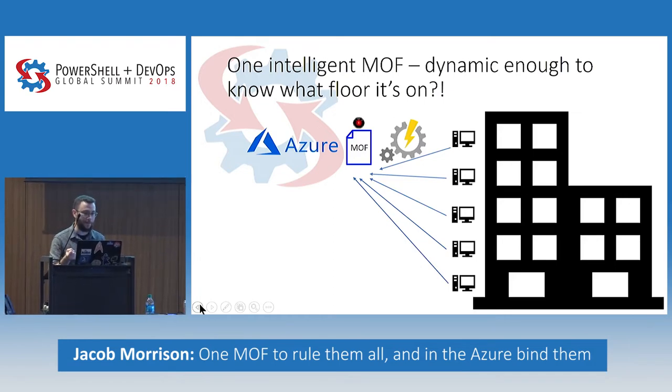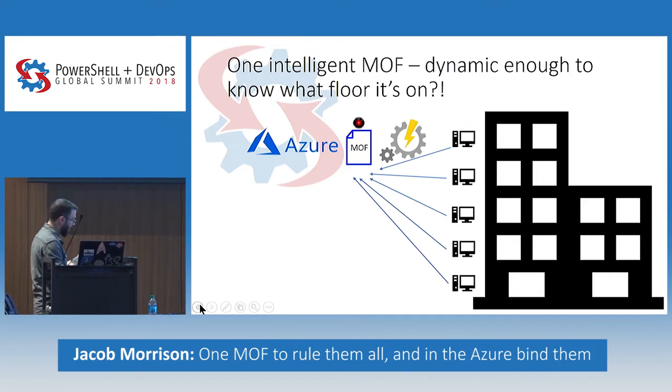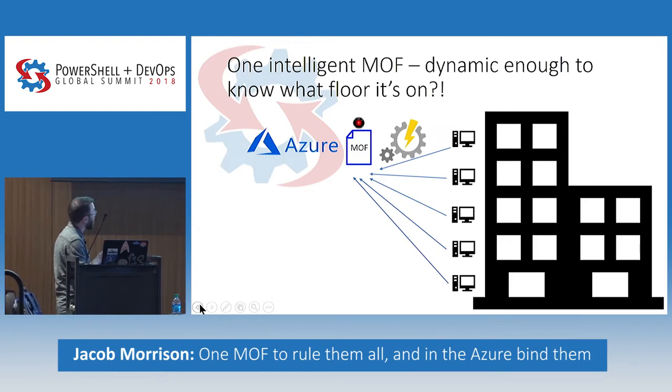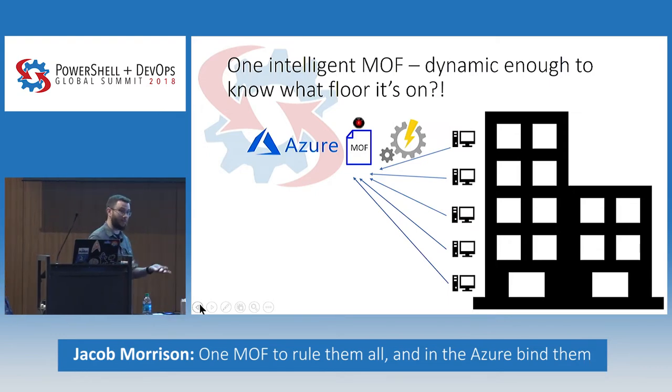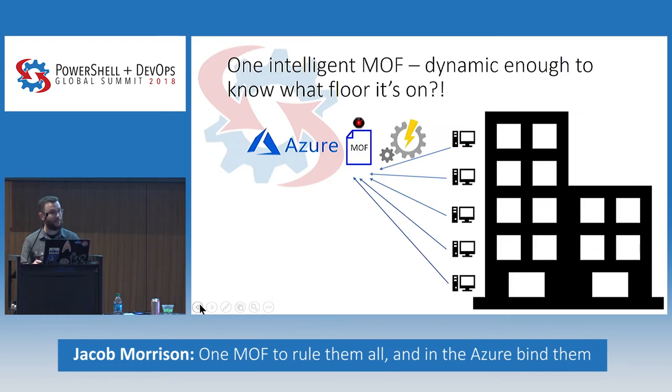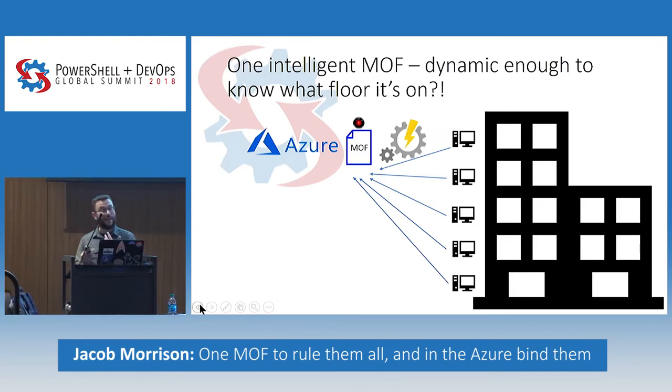So in this example, a hospital. And let's say we have different floors in this hospital, and let's say for our demo here that this is ER and requires a different set of software packages to be deployed. This is nursing, radiology, and so on and so forth, you get the idea. And every single one of these floors requires a different software suite to be deployed. But how can a MOF possibly know what floor it's on? It can't, right? You can't make a MOF that smart. Or can you? So this is the example that I decided to work through.